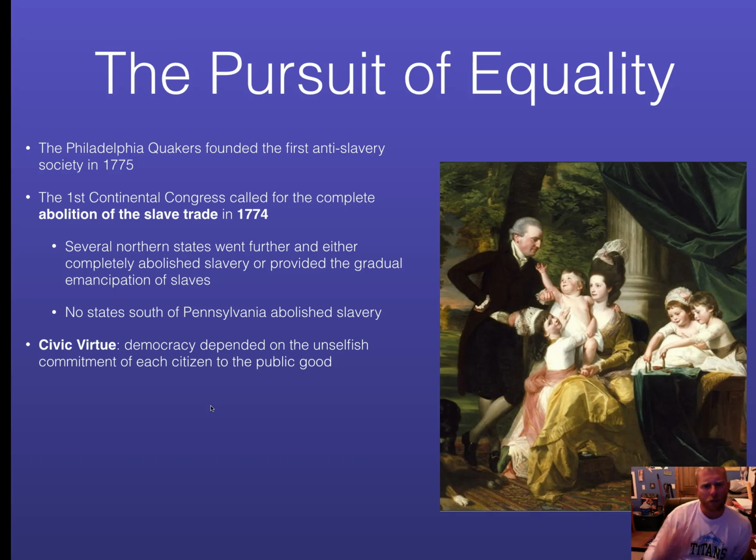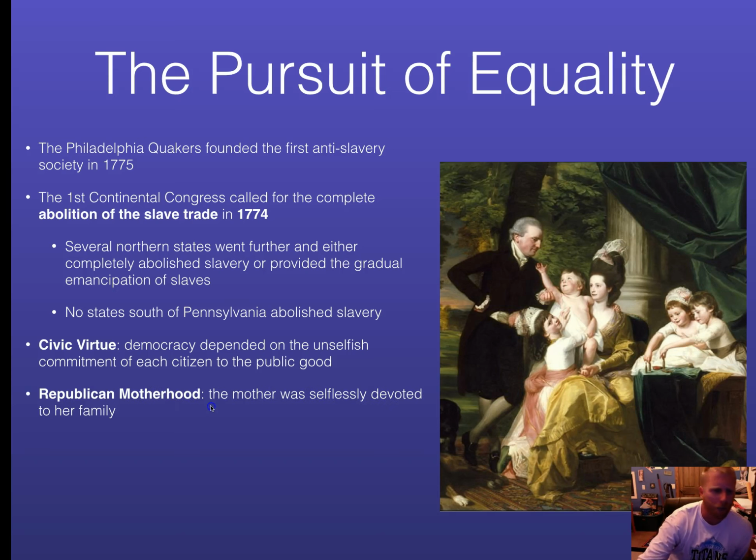But you do it out of the goodness of your heart because you care about society and you're a productive American. And then also there's this notion of the Republican motherhood, that the mother, though politically not allowed to vote, except for a little quirky 10-year thing in New Jersey where women could vote because of a technicality, the mother was selflessly devoted to her family.